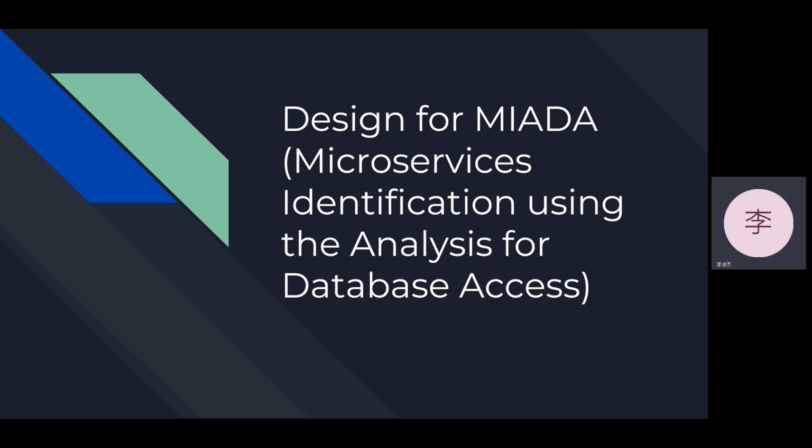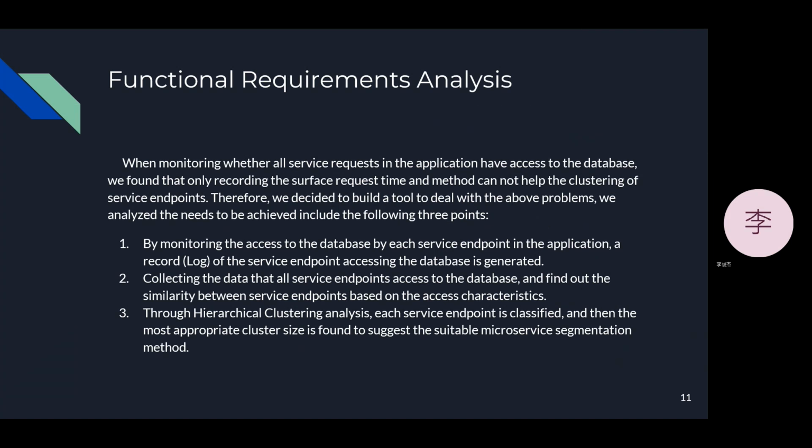And now let's discuss the proposed Miata approach. Miata is the microservice identification using the analysis for database access. First, let's see our functional requirement analysis. When monitoring whether all service requests in the application have access to a database or not, we found that only reading the service request time and method cannot help the clustering. So we decided to build a tool to deal with the above problems.